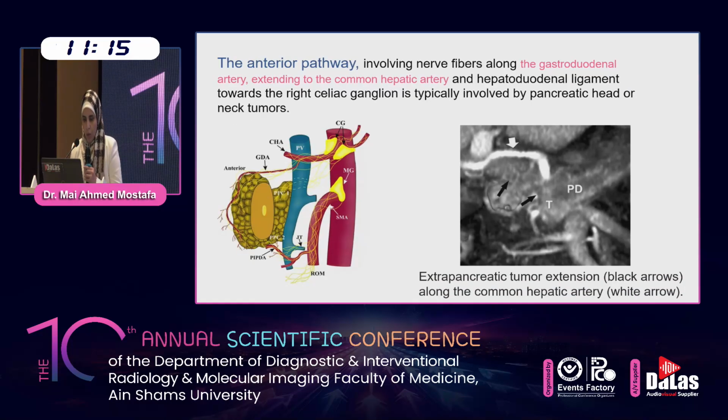The anterior pathway is the nerve fibers along the gastroduodenal artery, extending along the common hepatic artery within the hepatoduodenal ligament toward the celiac ganglia, typically seen in pancreatic head and neck tumors. As we can see here on the oblique coronal format CT image, there is a mass lesion originating from the head and neck of the pancreas with soft tissue extension related to the common hepatic artery.